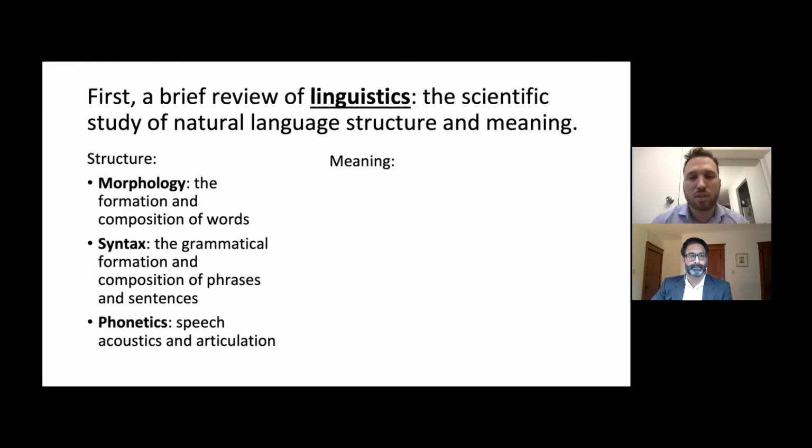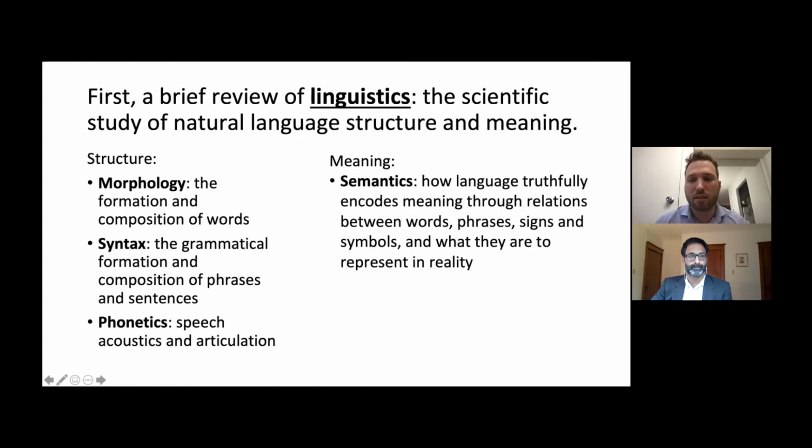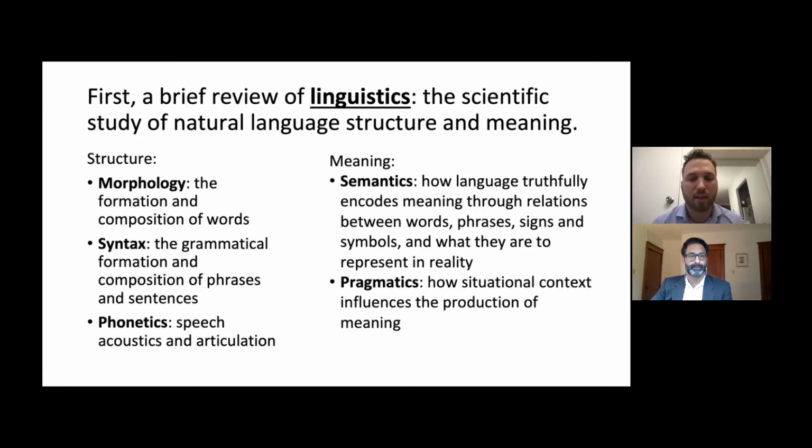And it also includes the meaning. So the semantics is about how language truthfully encodes meaning through relations between words, phrases, signs, and symbols, and what they are to represent in reality, and pragmatics, how situational content influences the production of meaning.